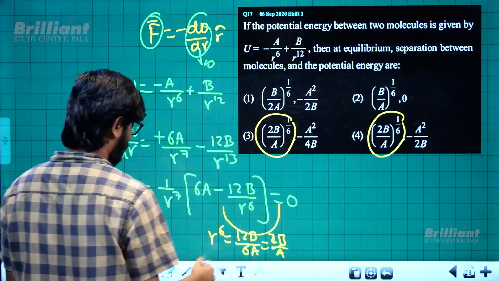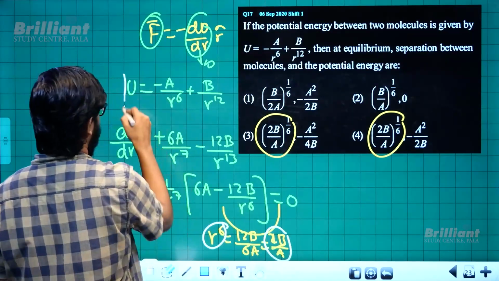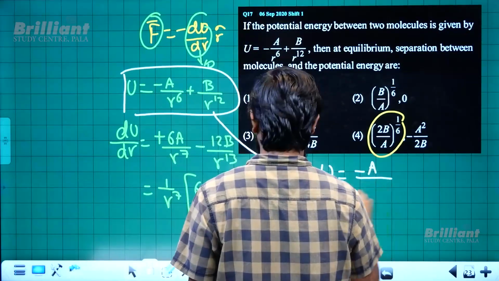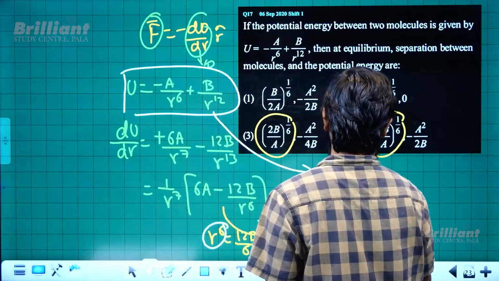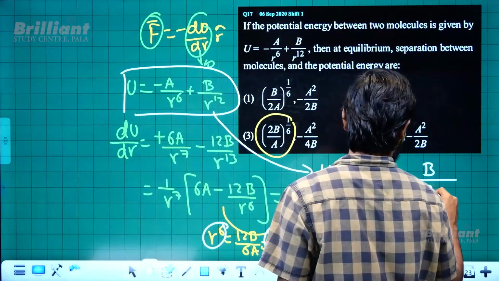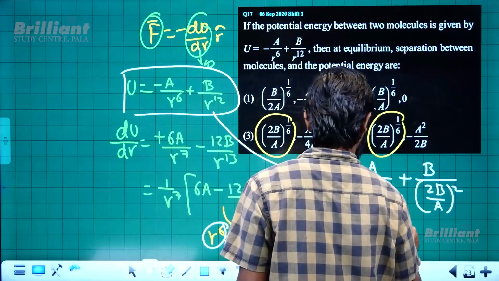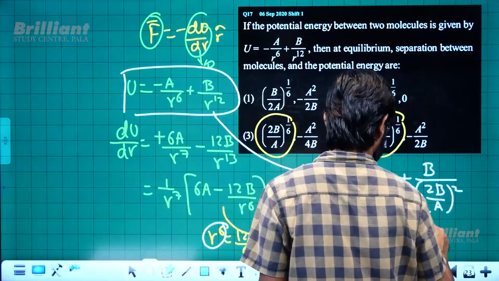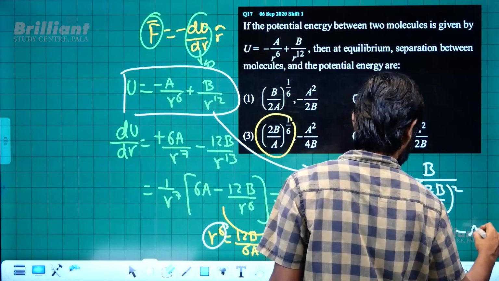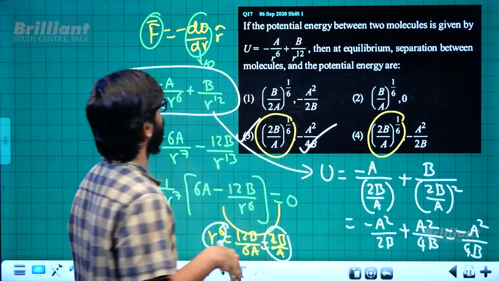Now you need to find the potential energy. For that, what you need to do? You need to substitute r power 6 as 2b by a in the potential energy, right? So potential energy is minus a by r power 6, with r power 6 being 2b by a, plus b by r power 12, which is 2b by a whole square. So this will be minus a square by 2b, and this will be a square by 4b. So potential energy is minus a square by 4b.